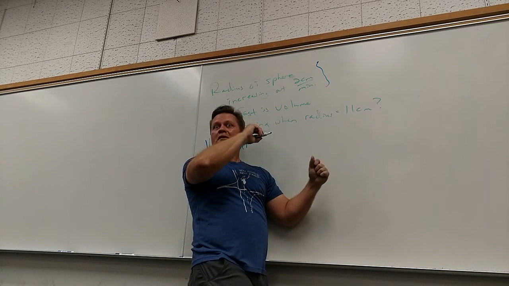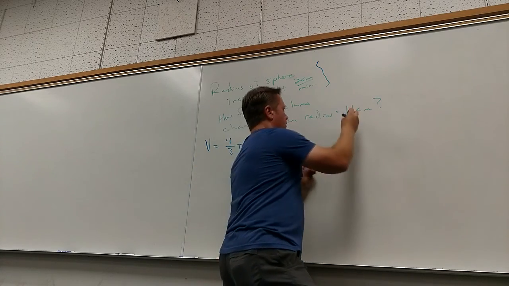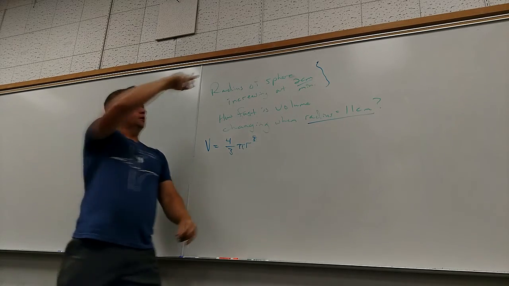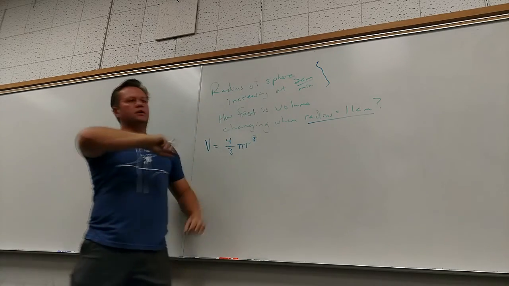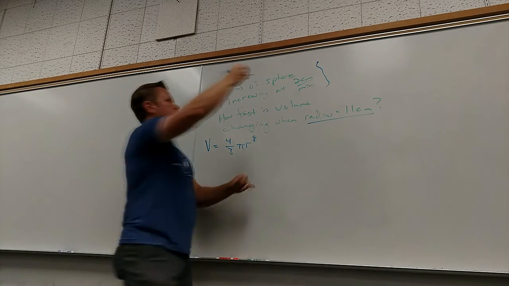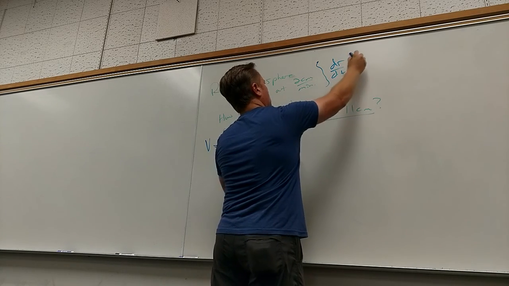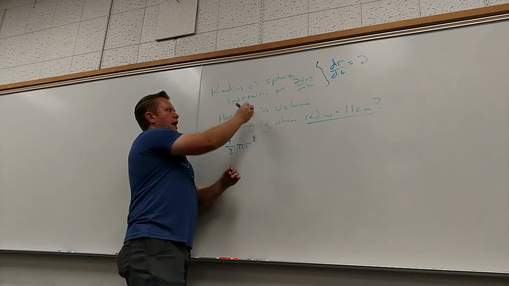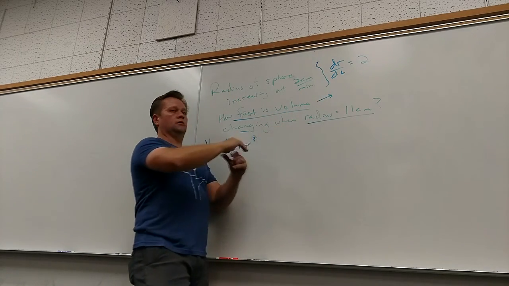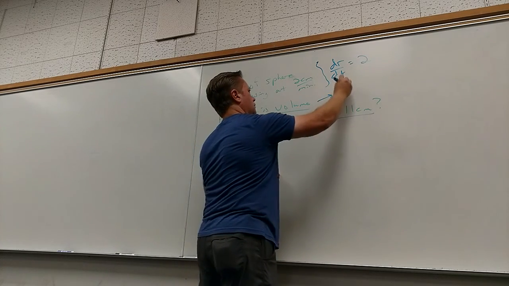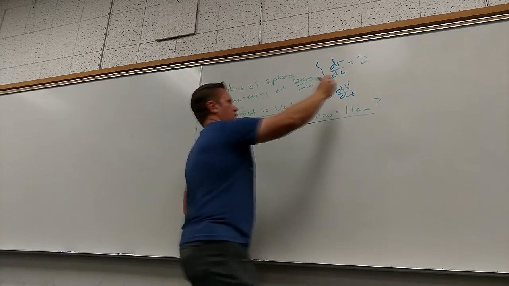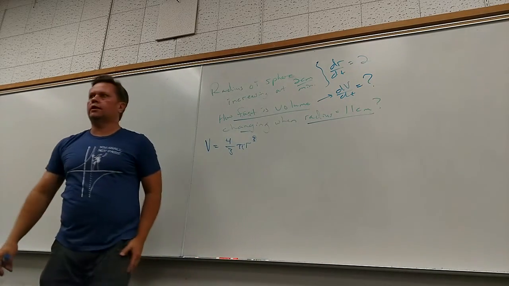Okay, all right. The radius is 11. I like that. Up here, the radius is increasing at a rate of 2 centimeters per minute. So what's that symbol going to look like? dr/dt. And they're asking me how fast the volume is changing. What's that symbol going to be? dV/dt. So that's my question. I like it.